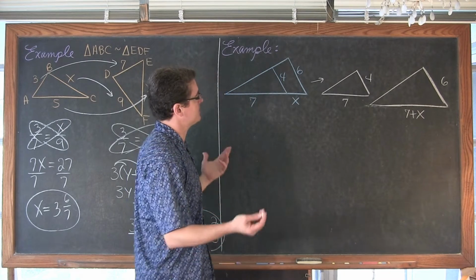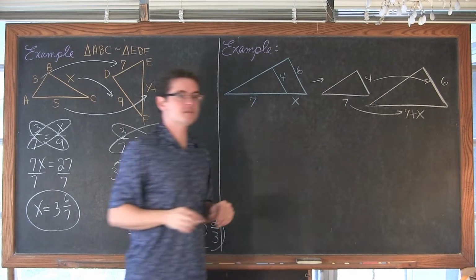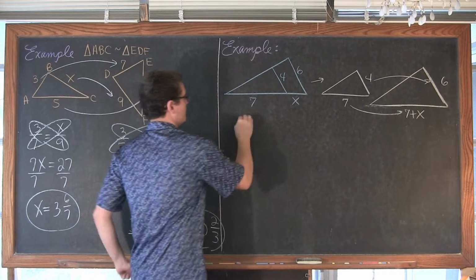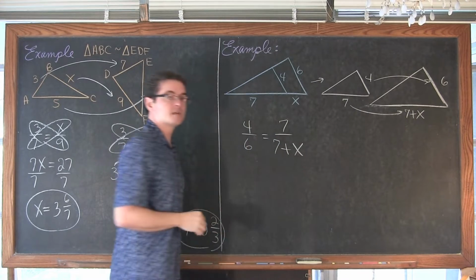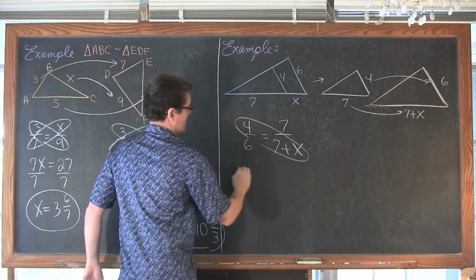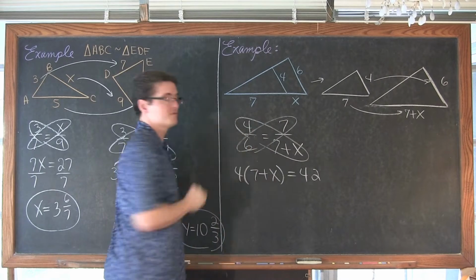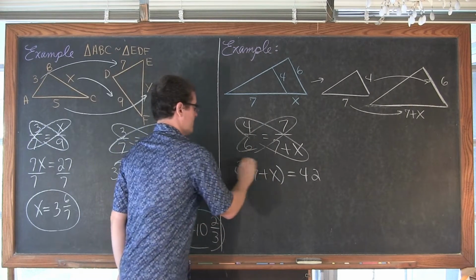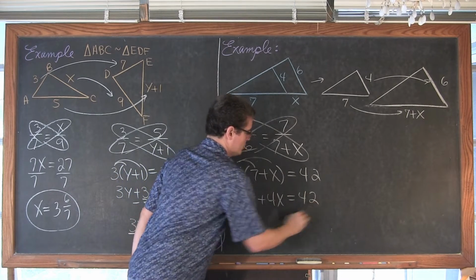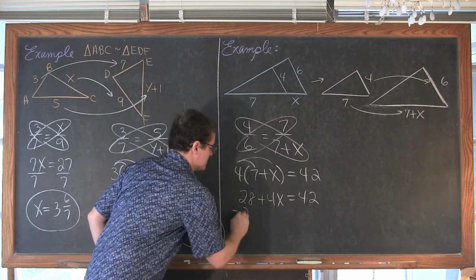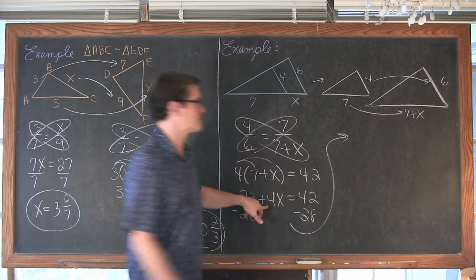And so to set this up, let's go left to right again. The 4 clearly corresponds with the 6. The 7 corresponds with the 7 plus x, and we get 4 over 6 is equal to 7 over 7 plus x. Cross multiply that. And we get 4 times 7 plus x is equal to 6 times 7, which is 42. Let's distribute that 4 through the parentheses. We get 28 plus 4x is equal to 42. Undo this positive 28 by subtracting it from both sides of our equation. And we're running out of room, so let's bring it up here. We got 4x.